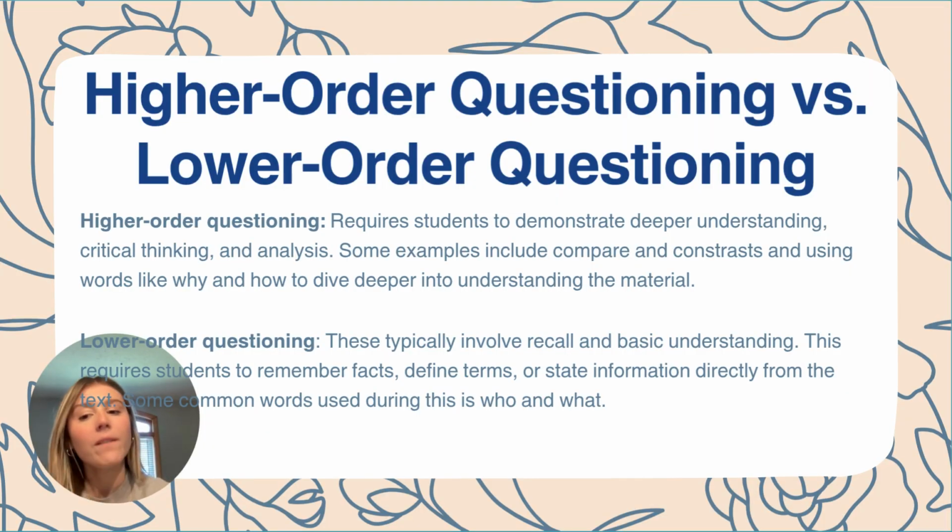Higher order questioning versus lower order questioning. Higher order questioning requires students to demonstrate deeper understanding, like critical thinking and analysis. Some examples include compare and contrast and using words like why and how to dive deeper into understanding the material. Whereas lower order questions typically involve recall and basic understanding, so the students are able to remember facts, define terms, and state information directly, with common words like who and what.